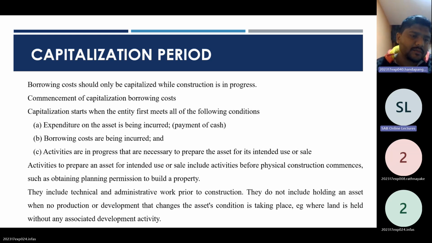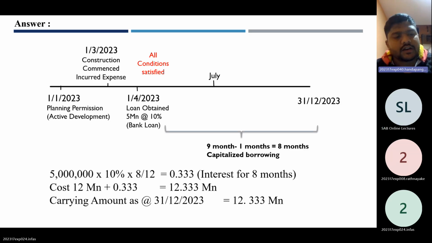As mentioned here, 5 million into 10% into 8 months will give 0.333 million. So the total cost as of 31st December: we had 12 million incurred cost plus this interest, then the carrying amount will be 12.33 million.